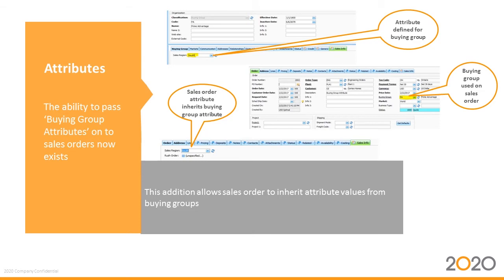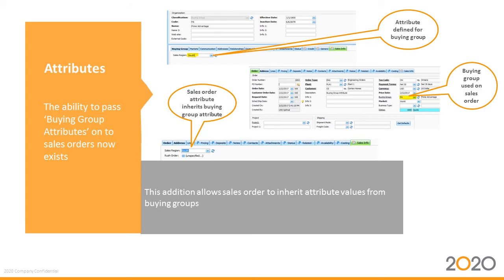Also, buying group attributes are also now available to be used in price rules, which allows the sales orders to inherit attribute values from buying groups. The example shown here is the creation of defining an attribute for a buying group, that the buying group is being used on the sales order, and that showing the sales order attribute inherits the buying group attribute.